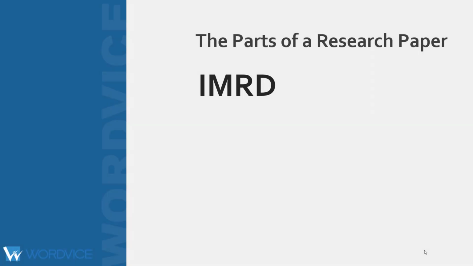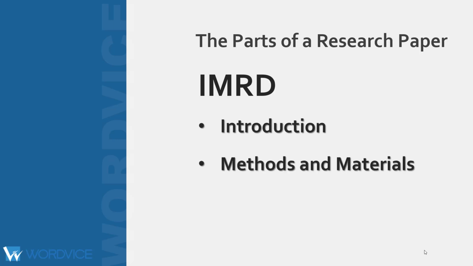In addition to the title page, abstract, and references, research papers in the hard sciences, such as physics, chemistry, biology, and medicine, and most of the social sciences, follow a structure that consists of 4 basic parts. These are the introduction, methods and materials, results, and discussion sections.